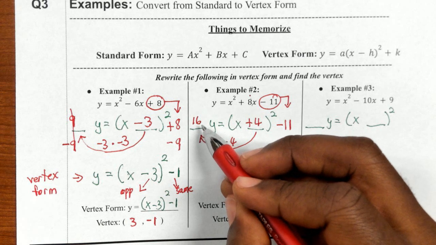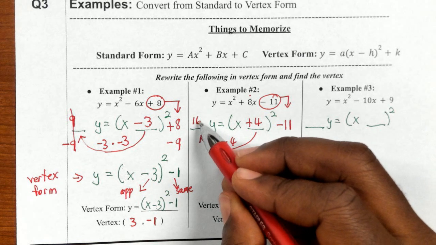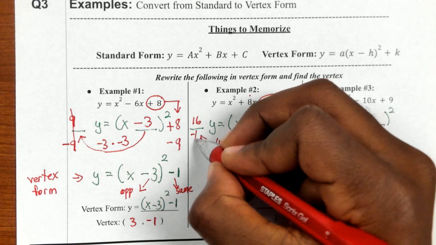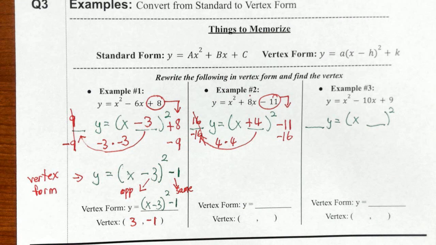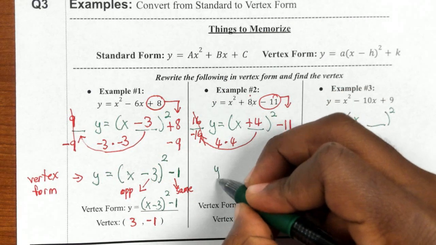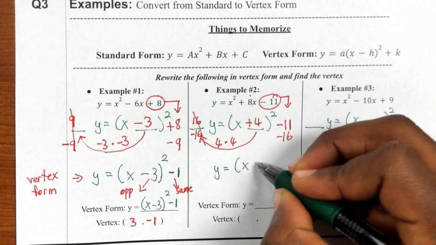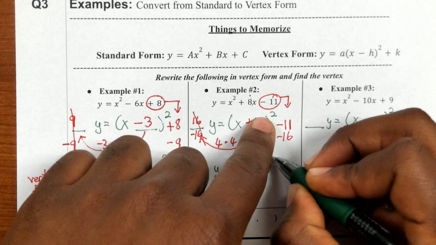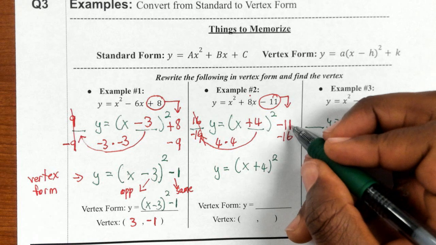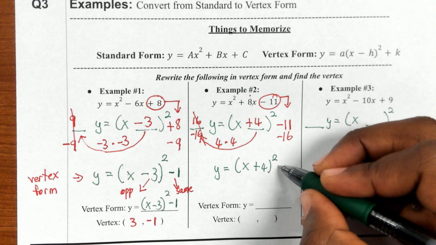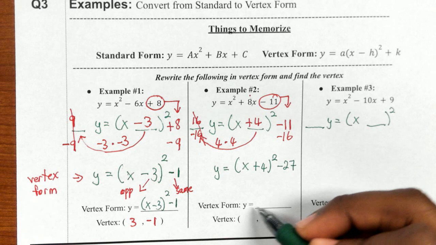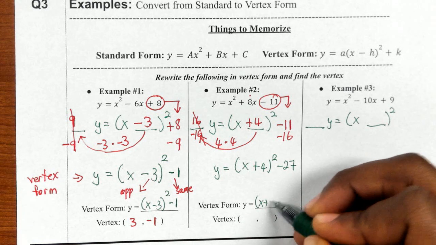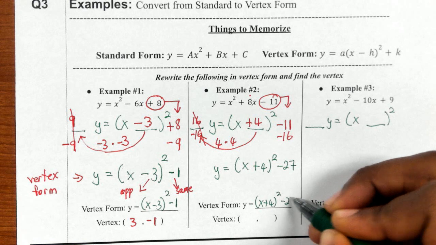However, I don't want this 16 over here. So to move a +16 to the other side, we're going to subtract 16 on both sides of our equation. So this cancels out, and we end up with our vertex form, which is y equal parentheses x plus 4 parentheses squared. Now we need to calculate what -11 minus 16 is. That will give me -27, all right? And that is vertex form, okay? So in Delta, you would type in parentheses x plus 4 parentheses squared minus 27.